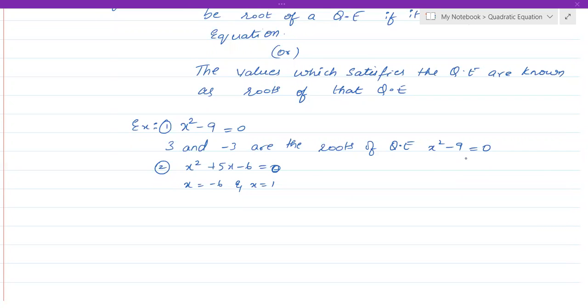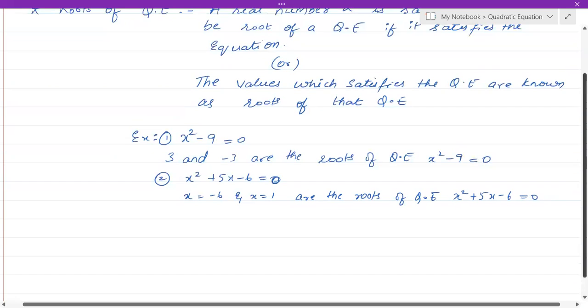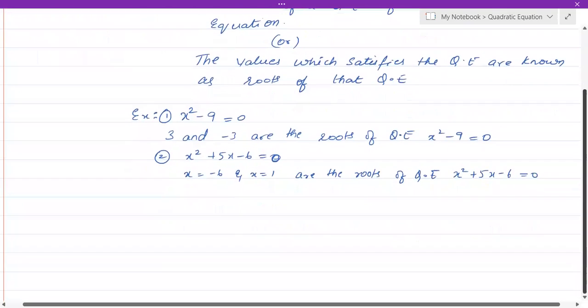That is correct. X is equal to minus 6 and x is equal to 1 are the roots. And if you observe, we will get only 2 roots because the degree itself is 2, right? Same as the polynomials, whatever the degree is, you will get that many zeros. Here the degree is 2, so we get 2 zeros, that is 2 roots. Okay, x square plus 5x minus 6 equal to 0. So this is the meaning of roots of a quadratic equation.